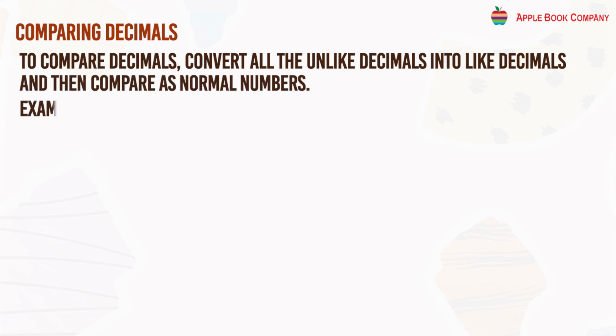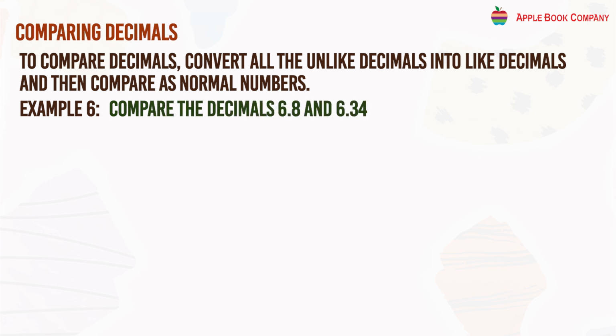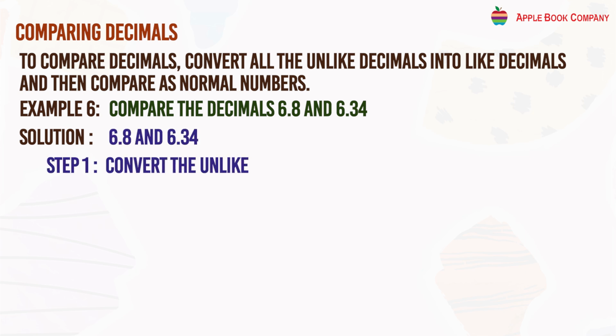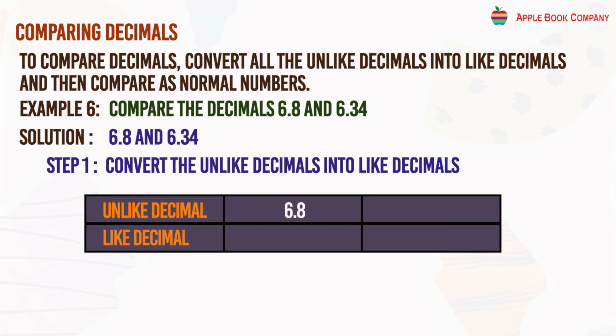Comparing decimals. To compare decimals, convert all the unlike decimals into like decimals and then compare as normal numbers. Example 6. Compare the decimals 6.8 and 6.34. Solution. Step 1. Convert the unlike decimals into like decimals. Unlike decimals 6.8, 6.34. Like decimals 6.80, 6.34.